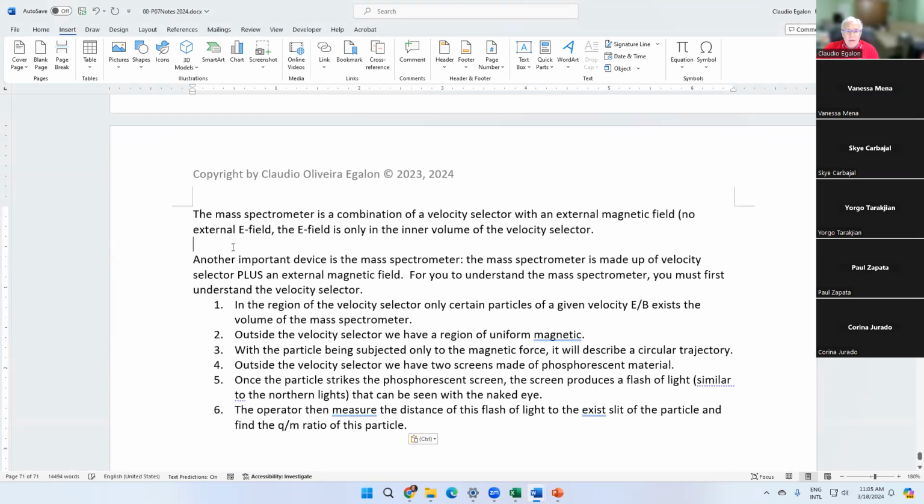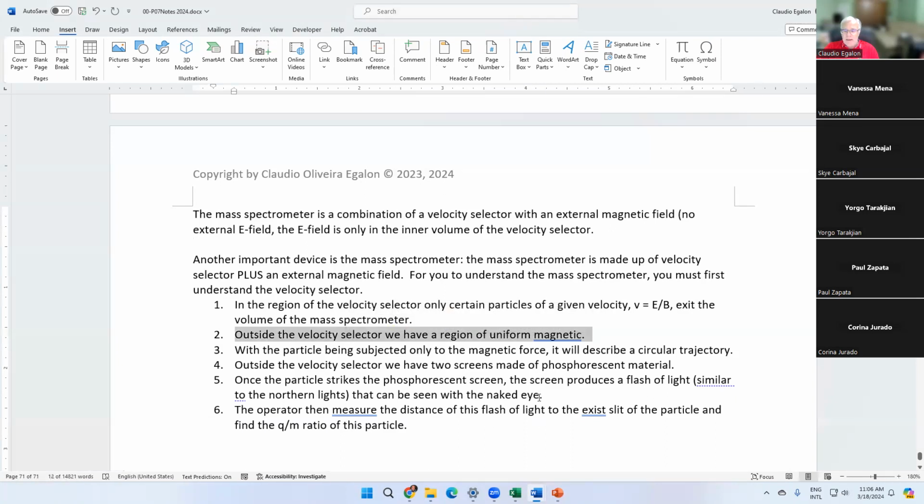Another important device is the mass spectrometer. The mass spectrometer is made up of a velocity selector plus an external magnetic field. For you to understand the mass spectrometer, you must first understand the velocity selector. In the region of the velocity selector, only certain particles with a given velocity, v equal to E over B, exit the volume of the mass spectrometer.